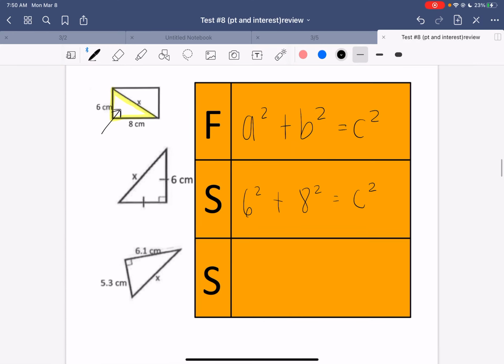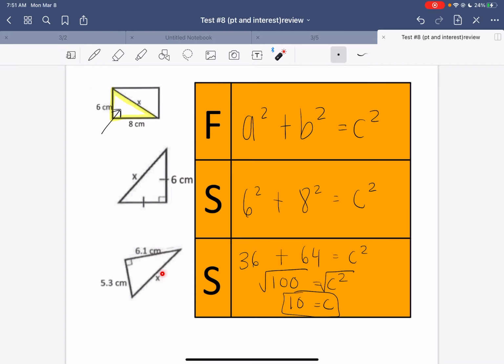So as I simplify, I'm going to say 6 squared, this is going to be 36 plus 64 equals C squared. From here, we can add these up, so we have 100 equals C squared. Then remembering that in order to unsquare something, specifically this C, because we're being asked for just the length of C, not C squared, we need to take the square root of both sides, which gives us a side length of 10. And that is the answer. So go ahead and take a moment and solve for these other two examples.